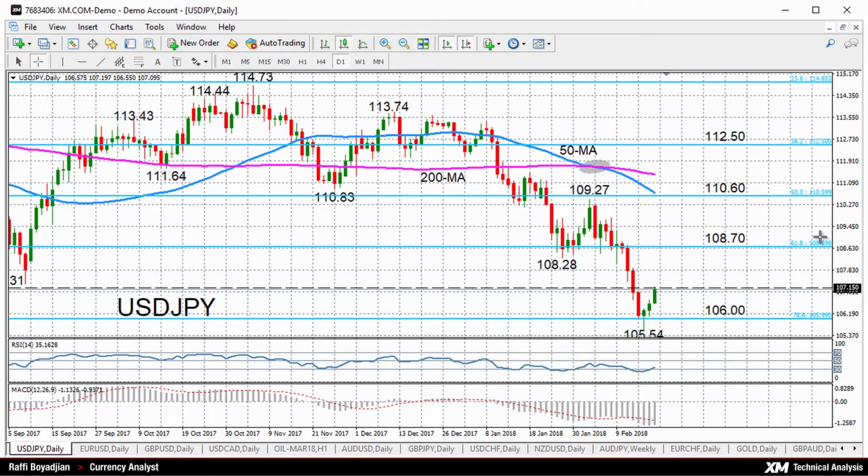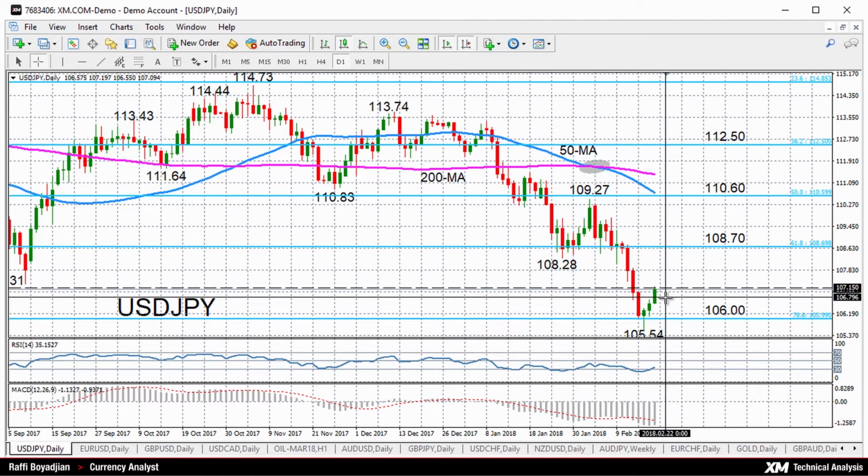Our pairs for today are dollar yen, the euro dollar, the pound dollar, and the dollar Looney. Starting with dollar yen, we can see the pair is enjoying a bit of an upside momentum. The near-term bias is fairly bullish. RSI is trending upwards, so it hasn't quite managed to reach the 50 neutral level yet.